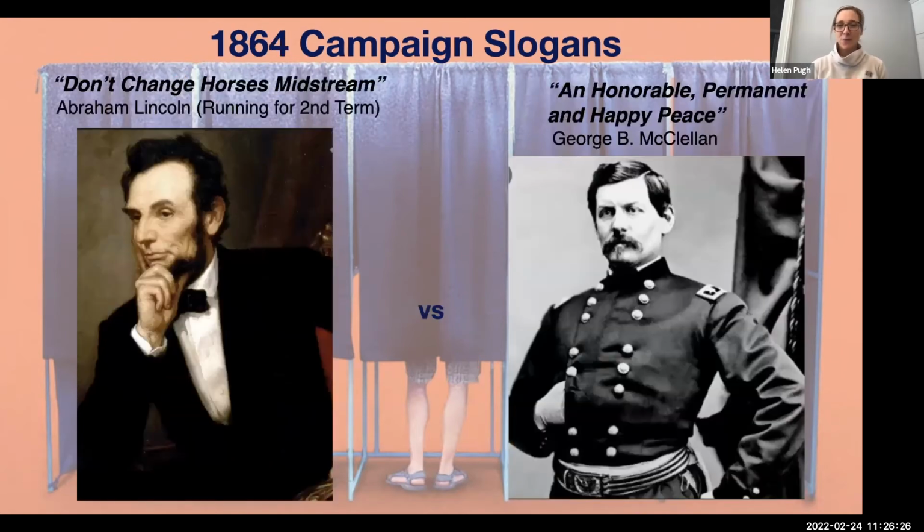Okay, 1864, again, we all know the answer, but it's fun to look at these different slogans. And so Abraham Lincoln, this is for his second term, and it says, "Don't change horses midstream." Okay. And then we have George McClellan: "An honorable, permanent, and happy peace." I don't think George McClellan had any chance, it wouldn't matter what his slogan was. He gave it a good try. All right. The words honorable, permanent, happy peace, those are all great things. Wouldn't you agree? We're like, yeah, that sounds good.